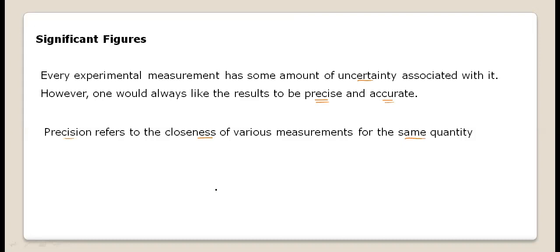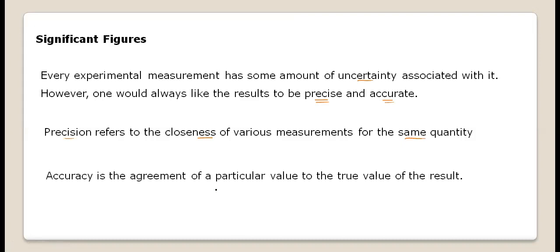Precision refers to closeness of various measurements for the same quantity. Then accuracy is the agreement of a particular value to the true value. If the obtained value is in agreement with the true value, then it is said to be accurate. If the obtained values are closer to each other, it is called precision. In simple terms, precision refers to closeness of various values. Accuracy refers to agreement with the true value.